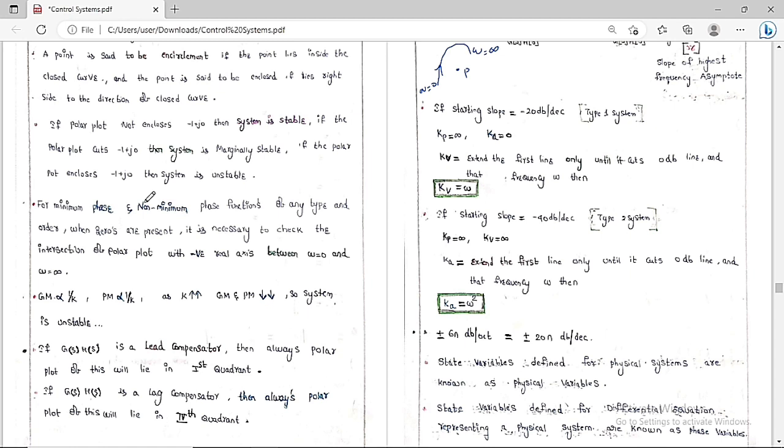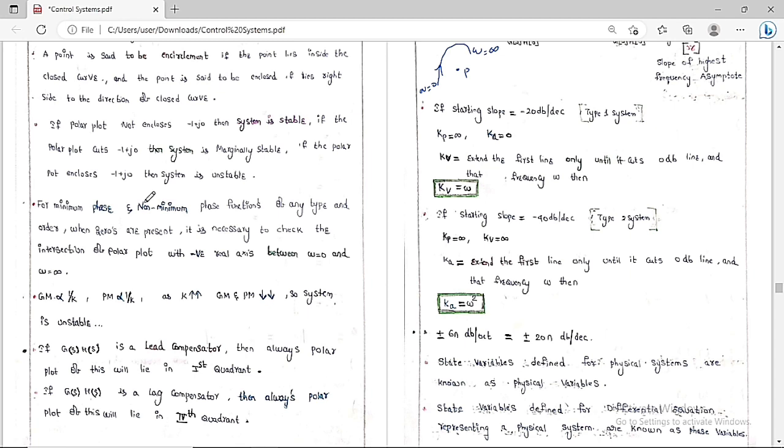Then you need to check whether this polar plot is going to intersect any real axis, the negative real axis, or not. We need to compulsorily check. This is the point you always have to keep in your mind. If you are going to include a zero in the open loop transfer function, then you compulsorily have to check whether this polar plot is going to intersect the real axis or not. We need to check it.